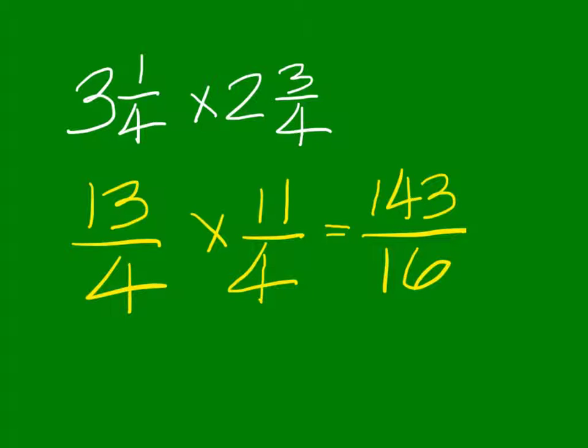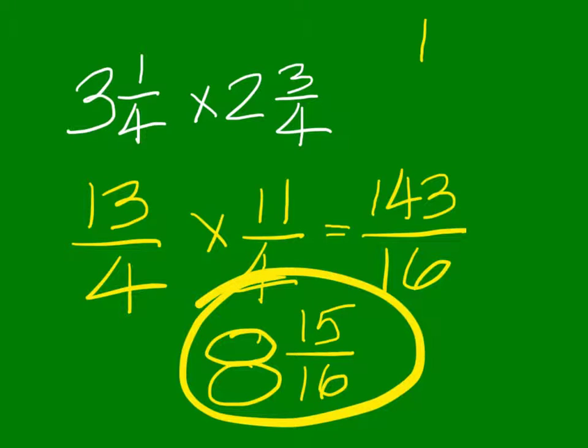But you have to change it to a mixed number. So 16 will go into 143 8 times. And then you have to figure out what 8 times 16 actually is. It is 128, I believe. So that would leave you with 15 left over. 8 15/16.